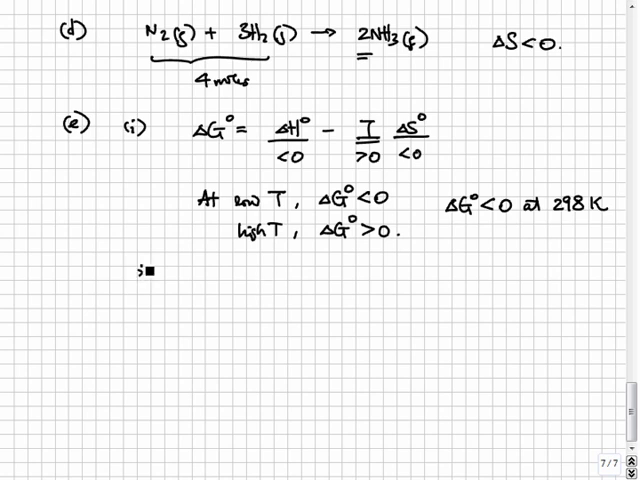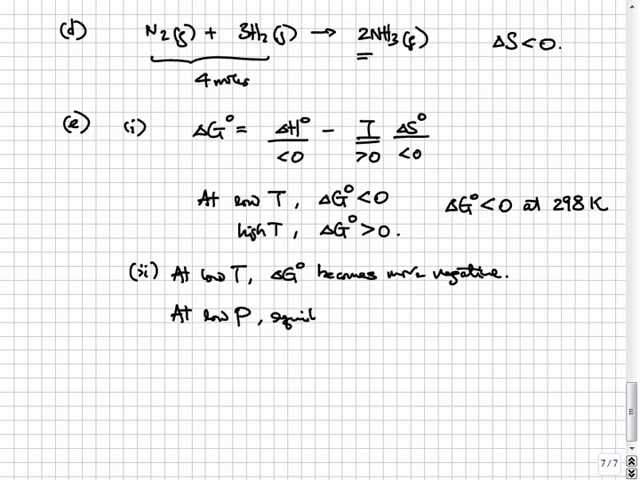2. At low T, delta G0 becomes more negative and the reaction should be more spontaneous. At low P, the equilibrium shifts to the side with more gases, so pressure should be kept high to increase the yield.